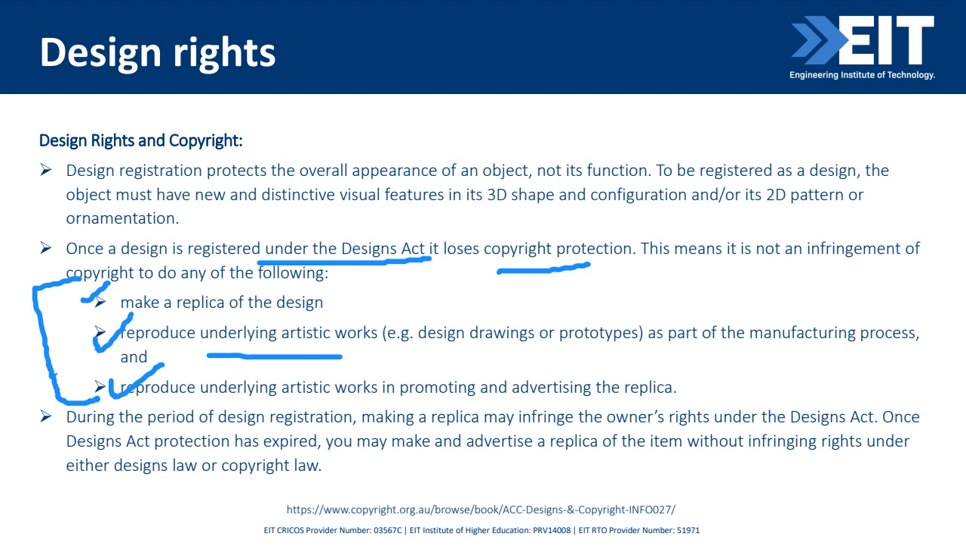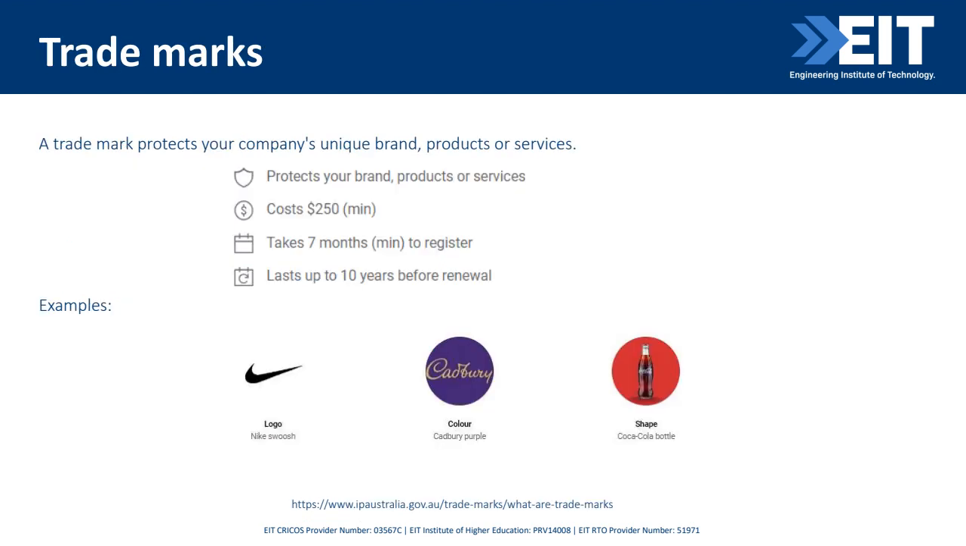And that brings us to trademarks. Sorry, I wasn't sure. Copyright will come after this. So trademark will protect companies' unique brand, products, or services. It will cost around $250 for registration. Registration takes around 7 months minimum, and trademarks last up to 10 years before renewal.